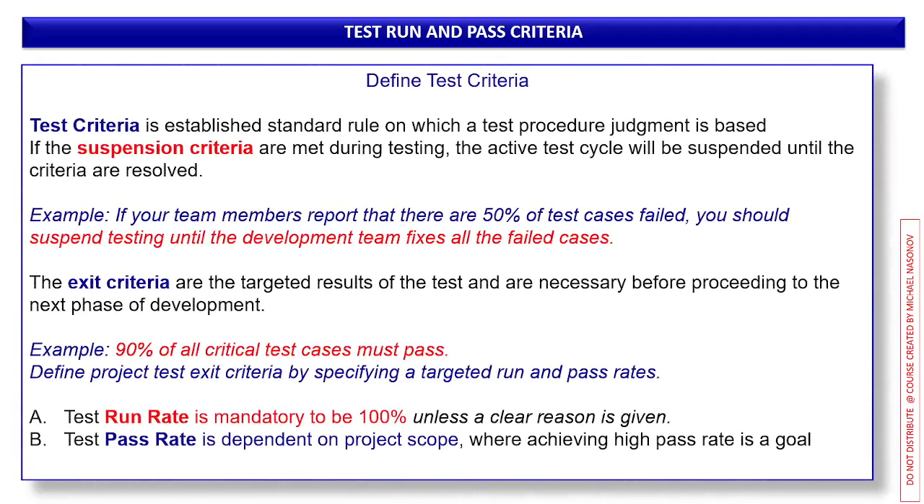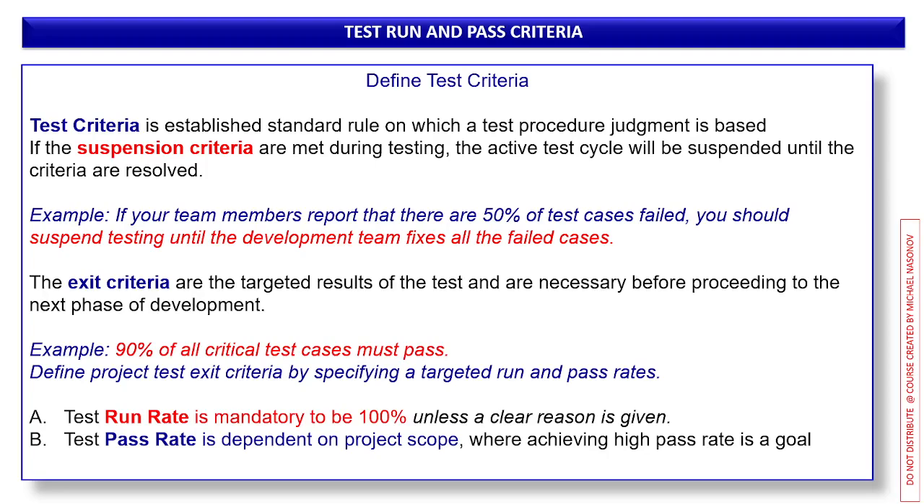First of all, test run and pass criteria. You need to define test criteria. Test criteria is an established standard rule on which a test procedure judgment is based. If the suspension criteria are met during testing, the active test cycle will be suspended until the criteria are resolved. An example, if your team members report that 50% of test cases failed, you should suspend testing until the development team fixes all the reasons for the failed cases.